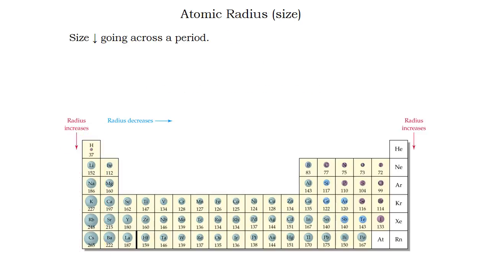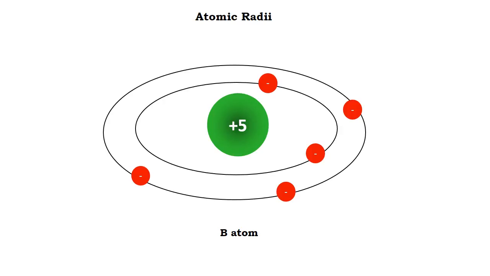Now, size decreases as you go across a period. This is a little bit harder to understand, so let's talk about why this is. If we look at just this row here, just boron through fluorine, boron has a +5 nucleus, carbon is +6, +7, +8, +9 for fluorine. So if we look at these nuclear charges and we draw these out, we're going to start with boron. Boron has a +5 nucleus, and we see these 5 electrons. The 3 valence electrons are in the second shell because this is the second row.